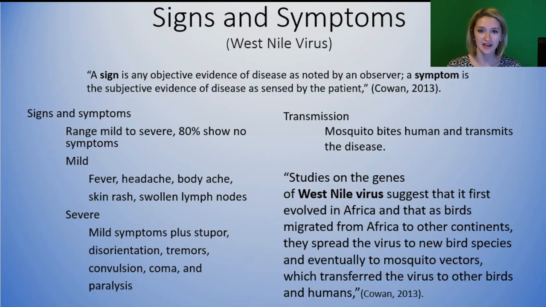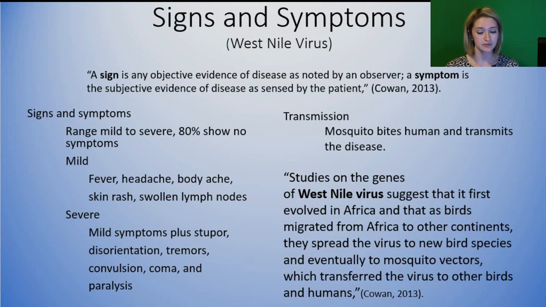A sign is any objective evidence of disease as noted by an observer. In other words, a sign is something on the outside that an observer sees happening in the patient. A symptom, on the other hand, is the subjective evidence of disease as sensed by the patient, something the patient notices happening within their body. Signs and symptoms of the West Nile virus range from mild to severe. 80% of all patients with the disease show no symptoms at all.